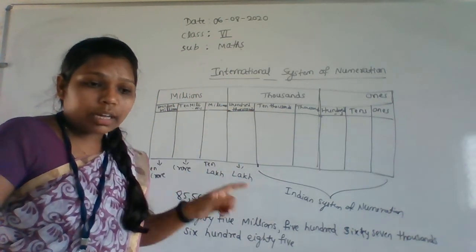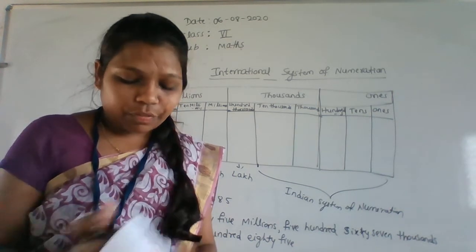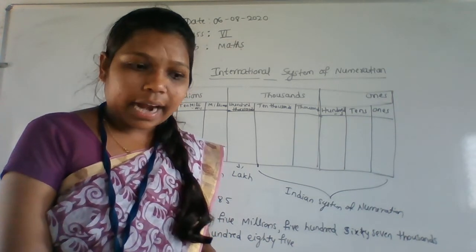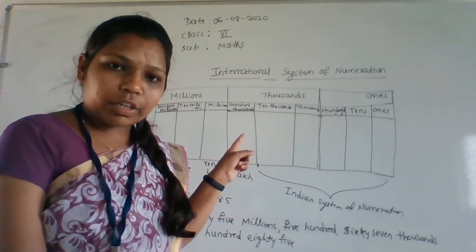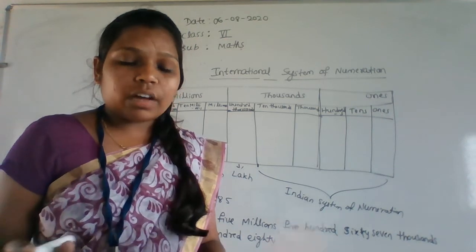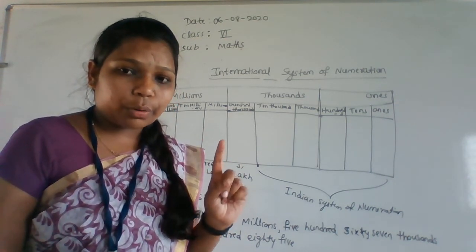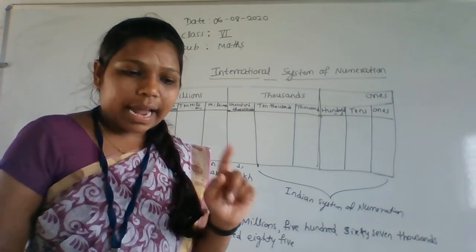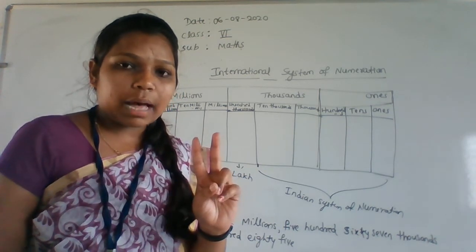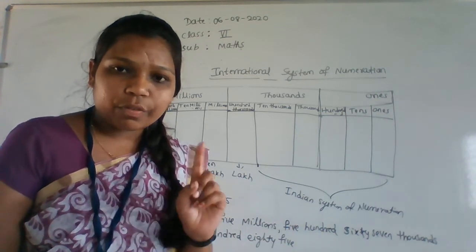And the homework is just to write the Indian system of enumeration as well as the international system of enumeration, both columns, using your textbook page number 5 and page number 6. They have given the international system of enumeration as well as the Indian system of enumeration. You have to write two examples for the Indian system of enumeration and two examples for the international system, and write the number names also. That is the homework for you people.